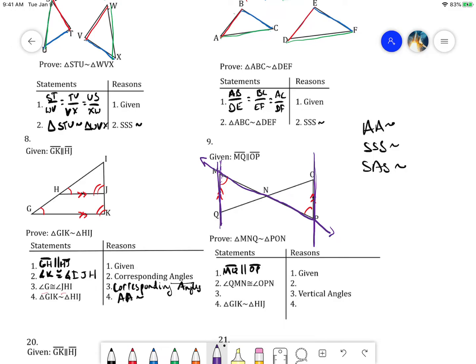Anybody remember? This is one of the ones that I told you that we would use a lot. Anybody? Alternate interior angles. Perfect. There we go. Alternate interior angles. Okay. They're alternate interior angles.